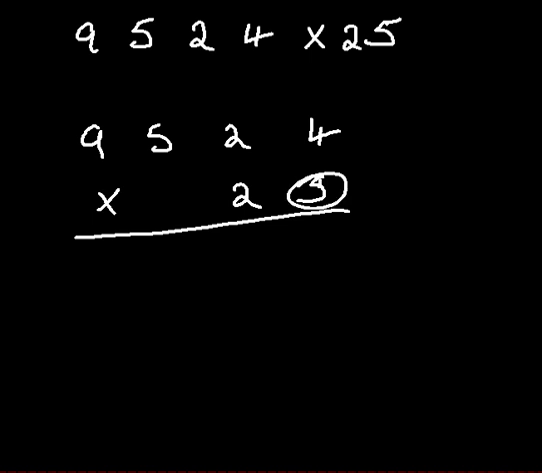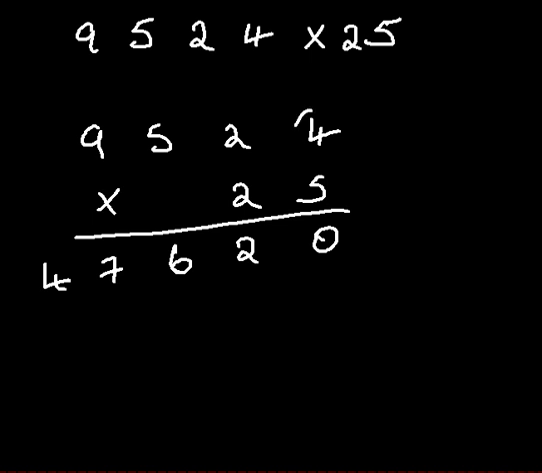We start with 5. So 5 times 4, that is 20. We'll put 0 and keep 2. And 5 times 2, that is 10, and 10 plus 2, that is 12. We'll put 2 and keep 1. And 5 times 5, that is 25, and 25 plus 1, we have it as 26. We'll put 6 and keep 2. And 9 times 5, that is 45, and 45 plus 2, we have it as 47. So have 47 here. Then we'll multiply everything by 2 as well.